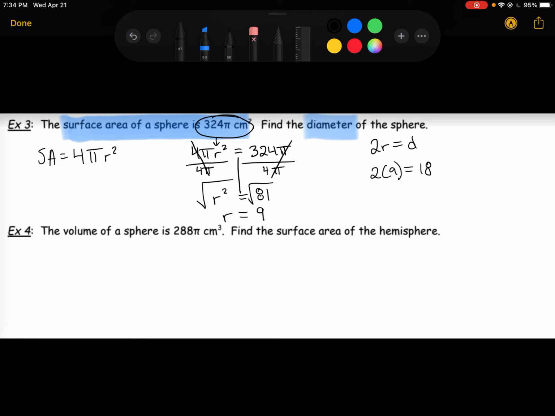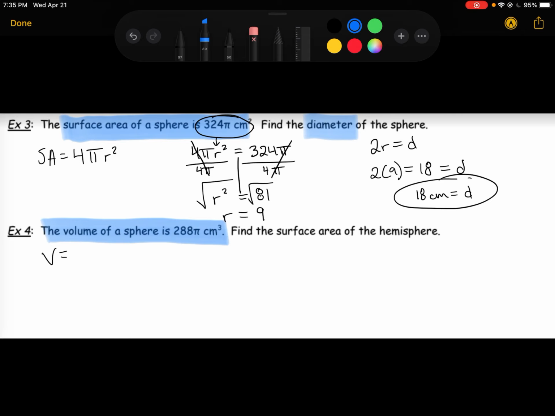Now, in this case, what's the question asking for? It wants diameter. So remember that 2 radiuses together make our diameter. So that is our diameter here. So 18 centimeters is the diameter. That is one example. They might do that with surface area and ask you to find a specific quantity. Basically, the key to these questions, whatever they ask you for, whatever they give you, is to write down the formula. If you write down that formula, you'll be in good shape.